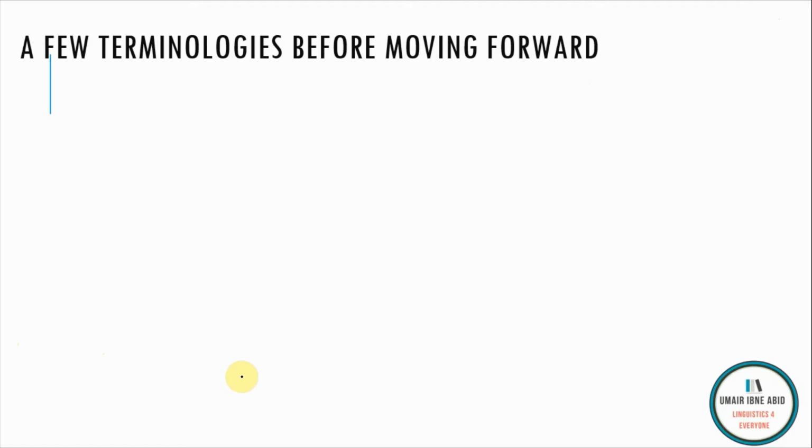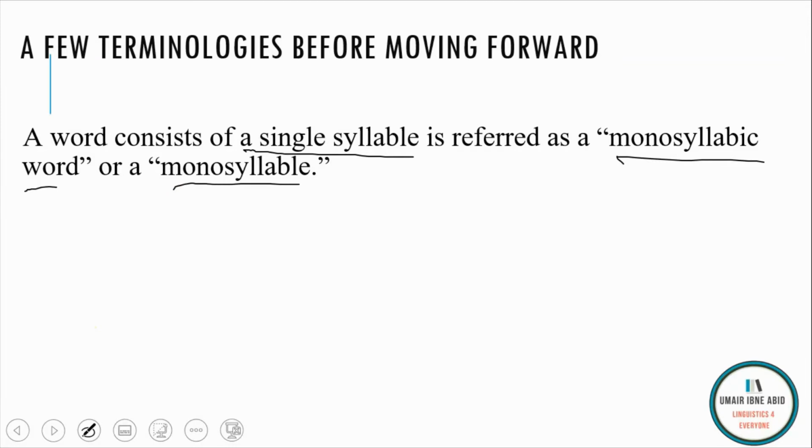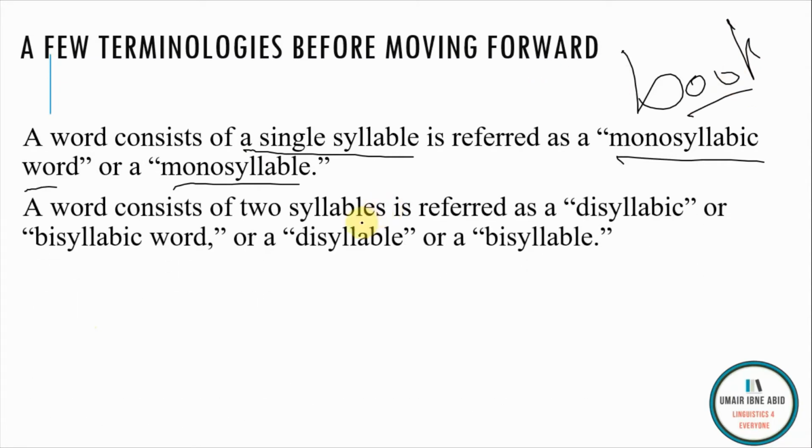A few terminologies we must understand and remember before going forward. A word which consists of a single syllable is referred to as a monosyllabic word or monosyllable. For example, book consists of only one syllable. Similarly, if a word consists of 2 syllables, it is referred to as disyllabic. Di means 2, you already know, and bi also means 2, so it could be called a disyllabic or bisyllabic word, or disyllable or bisyllable.